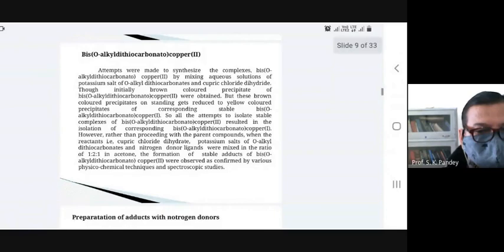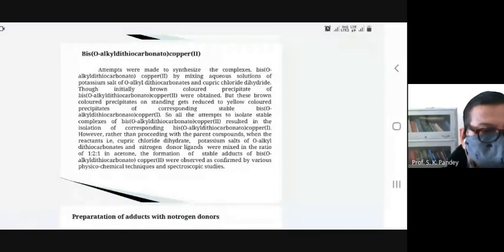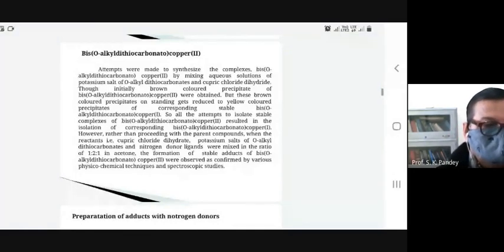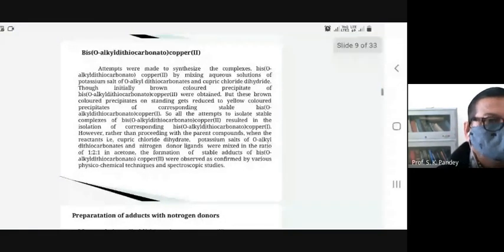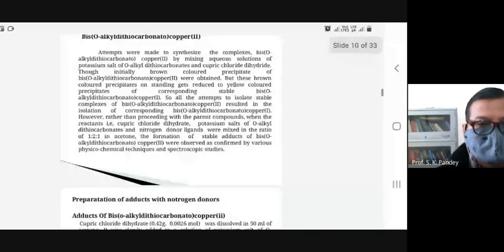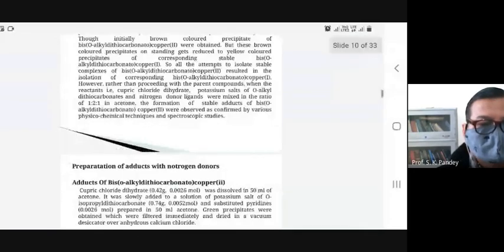So all the attempts to isolate the stable copper 2 adducts were not possible. So rather than proceeding with the normal method, we proceed with the parent compound. When the reactants, that is cupric chloride dihydrate, potassium salt of O-alkyl dithiocarbonate, and nitrogen donor were mixed in the ratio of 1:2:1 in acetone, the formation of a stable product, the O-alkyl dithiocarbonate of copper, was observed, and these products are confirmed by various physicochemical techniques and spectroscopic studies.